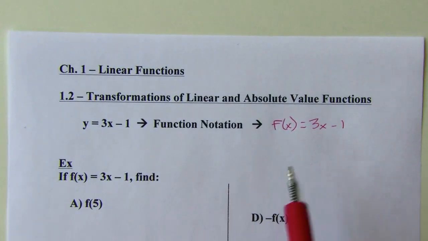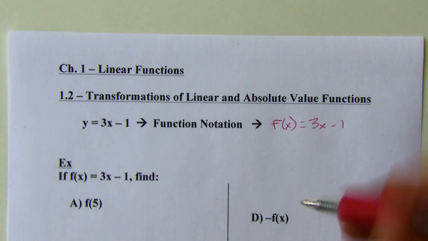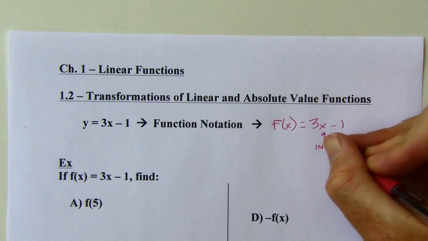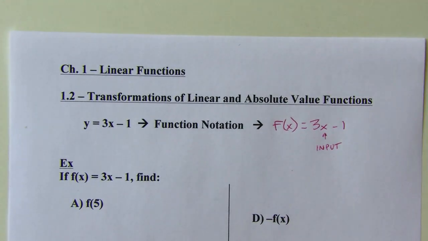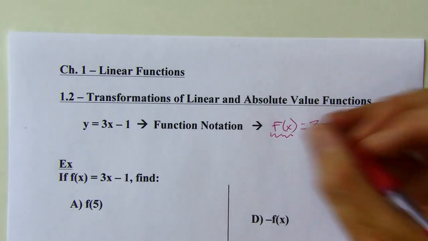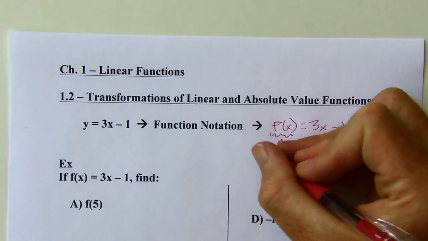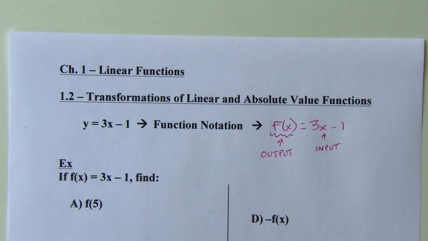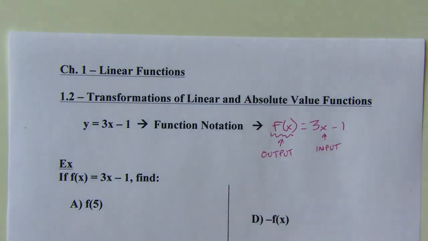In function notation, we have an input and an output. The input is what goes in for the x. The x is really the input. And the output you can kind of think of as the y. So it's this whole thing, f of x. That sometimes throws people off, the f of x thing, but don't worry about it. It works very similarly to a y.